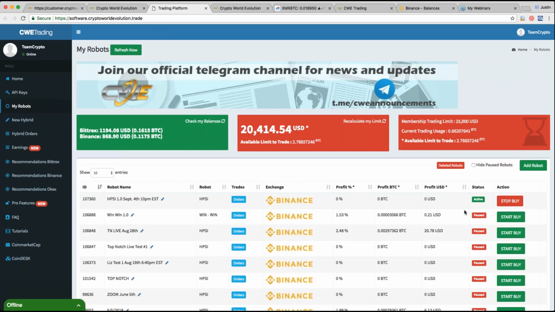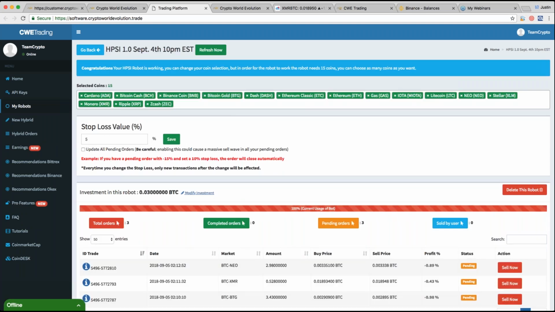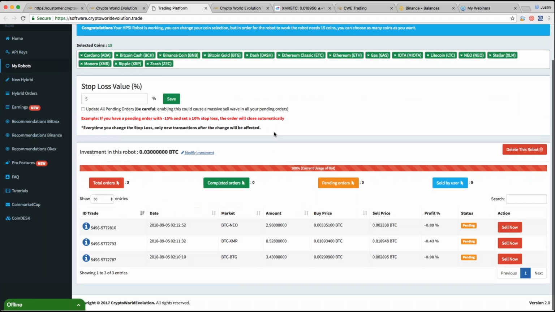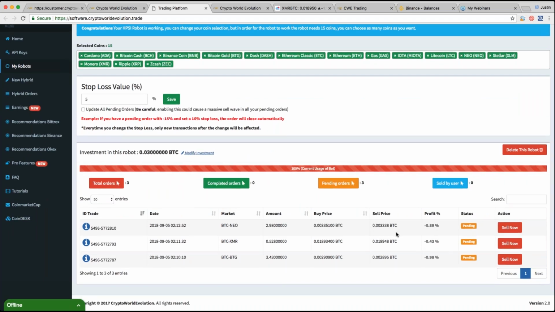Okay, so that is the HPSI. Let's go check the one I started here. Let's see, I'm going to refresh it. All right, we're still in here, which is basically the trading fees.